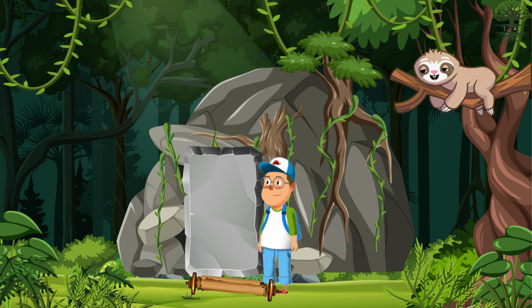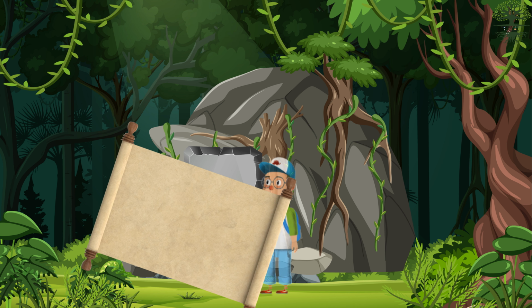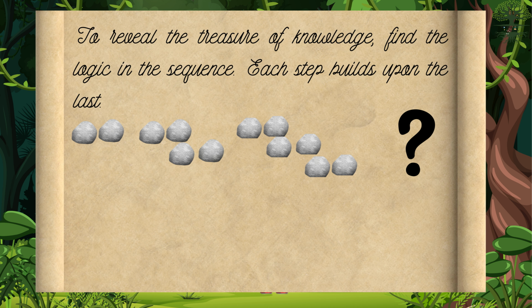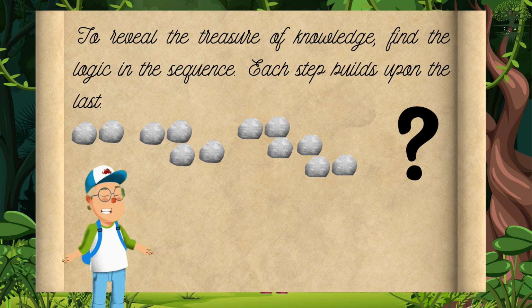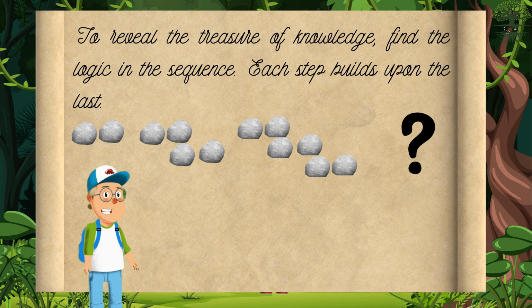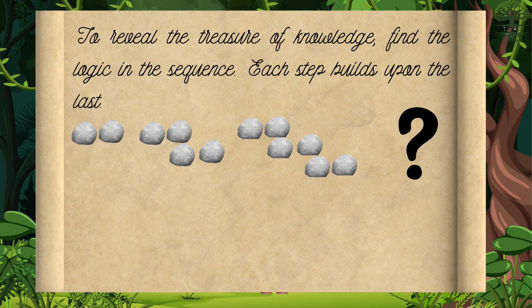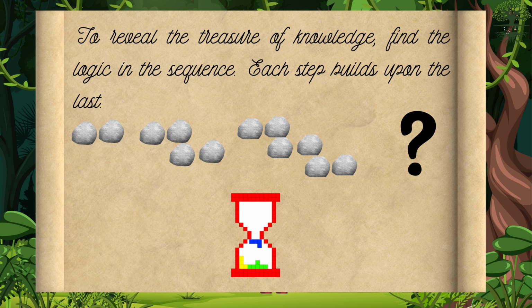Jackson, a young adventurer, finds a scroll in the forest with strange symbols arranged in patterns. The scroll reads, "To reveal the treasure of knowledge, find the logic in the sequence. Each step builds upon the last." What does this mean? Can you help me figure out what comes next in these patterns? Can you figure out what comes next? Pause the video and think about it.